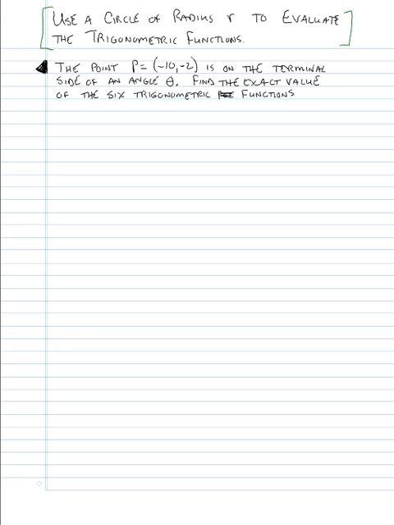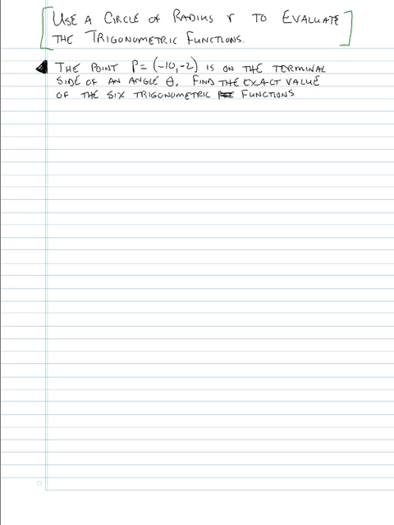The title of what we're doing here is we're going to use a circle of radius r to evaluate the trigonometric function. So our problem is this, and I'm going to state the problem and tell you what the issues are. Before we do this problem specifically, we're going to look at the generalities. So we have a point P, (-10, -2), that's on the terminal side of an angle theta. Find the exact value of the 6 trigonometric functions.